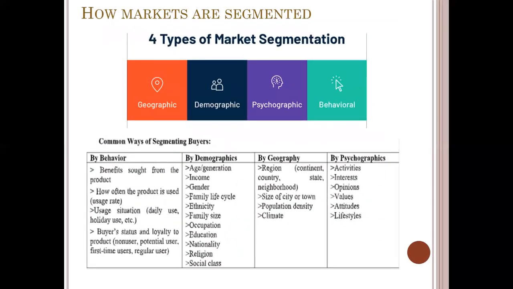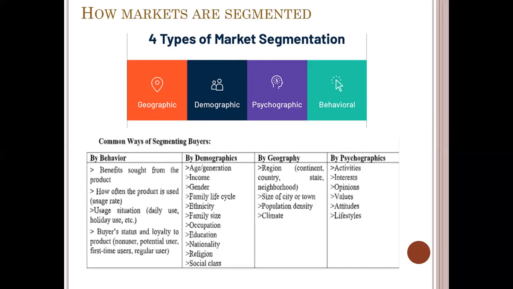So we have here how markets are segmented. Different factors influence consumers to buy certain things, and many of the same factors can also be used to segment customers. A firm will often use multiple segmentation bases or criteria to classify buyers to get a fuller picture of its customers and create real value for them.